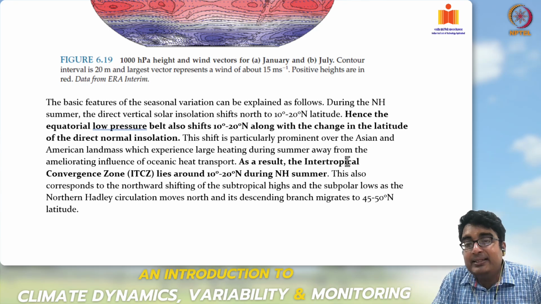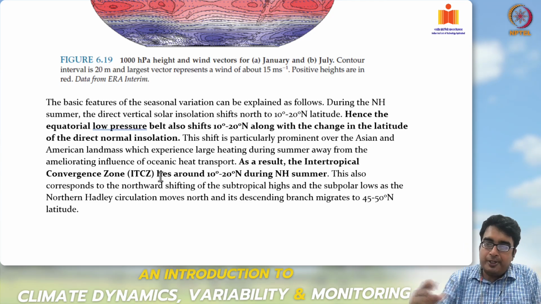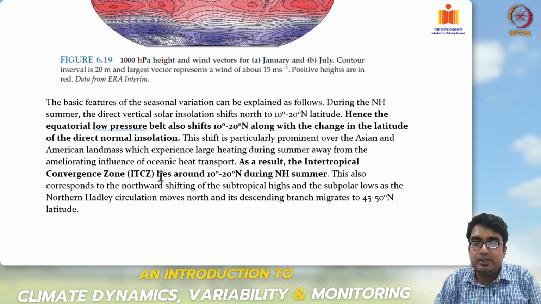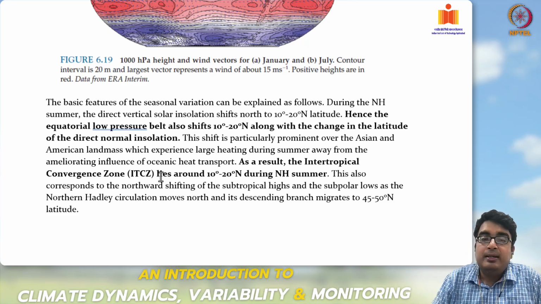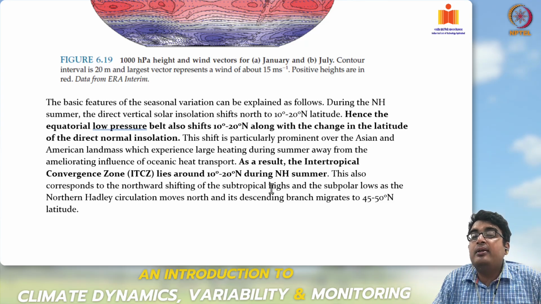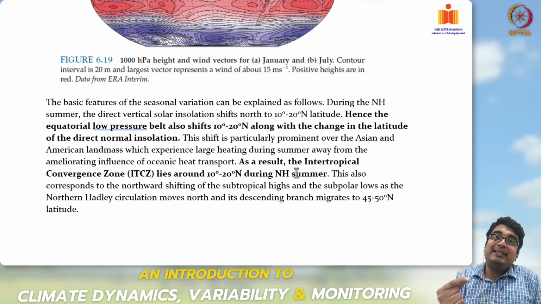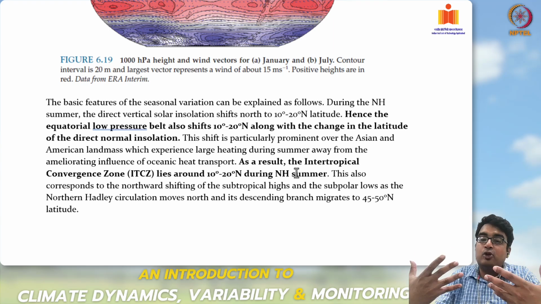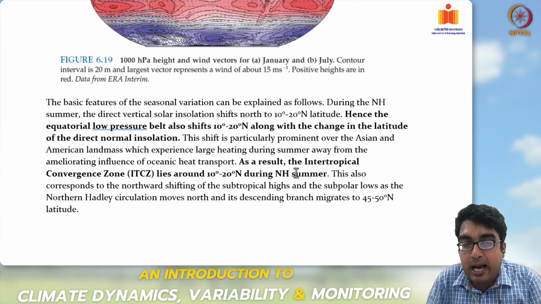As a result, the intertropical convergence zone, the equatorial low pressure, where the southern and the northern Hadley circulations emerge from, lies around 10 to 20 degrees north during the northern hemisphere summer. And this is where the northeast and the southwest trade winds will converge and the Hadley circulation will rise up.